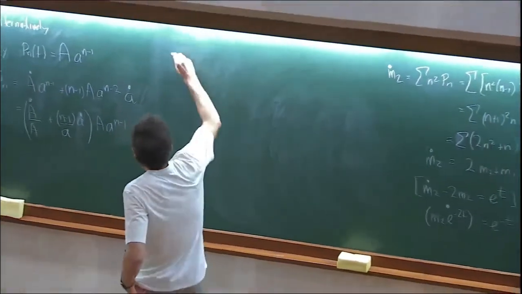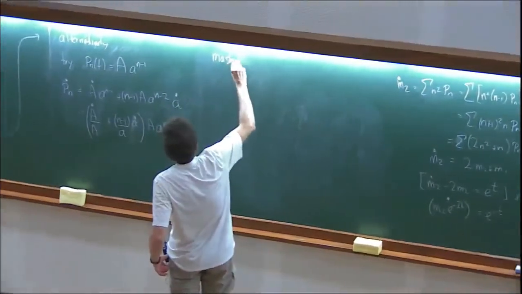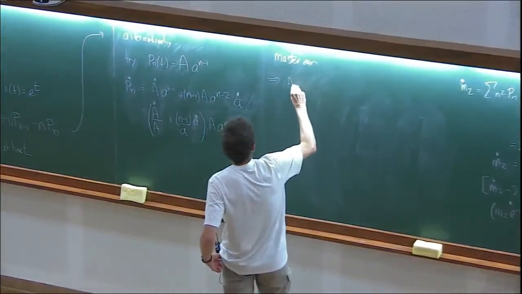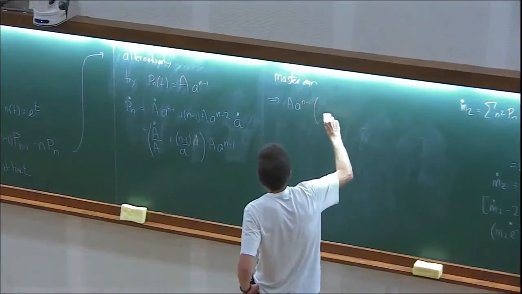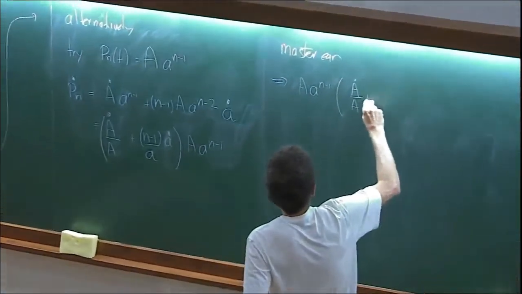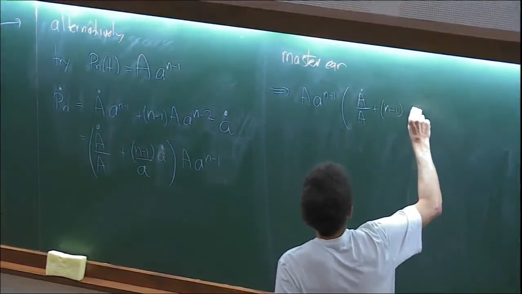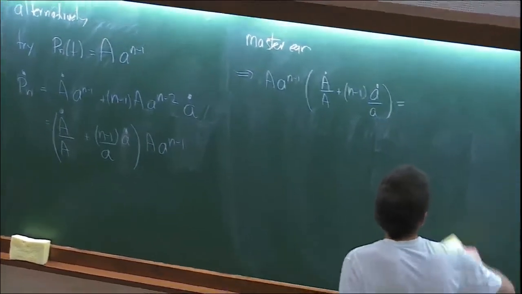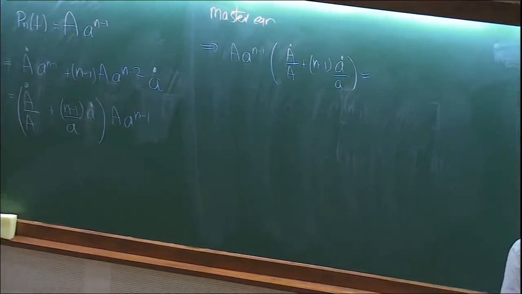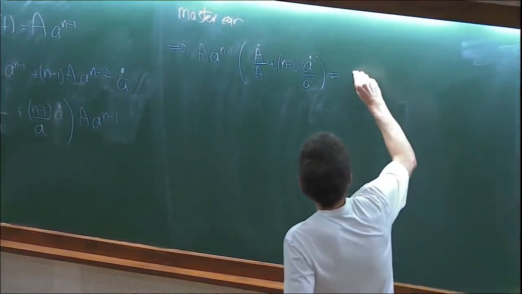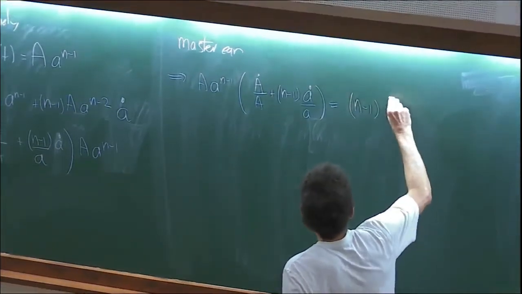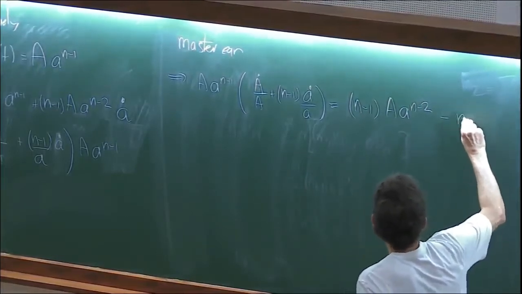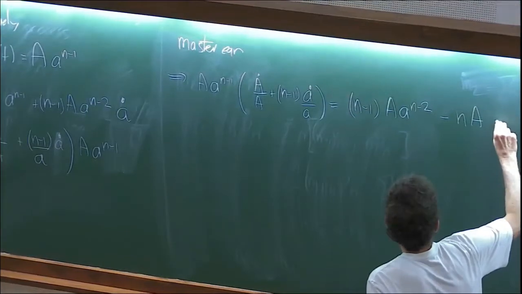So now let's see what happens to the master equation. The master equation now becomes the following. On the left-hand side, we have capital A, little a to the n minus 1, and then we have capital A dot over A plus n minus 1 times little a dot over little a. And on the right-hand side, we have n minus 1 times Pn minus 1, and Pn minus 1 is capital A, little a to the n minus 2. And then I have minus n Pn, so that's n times A times little a to the n minus 1.